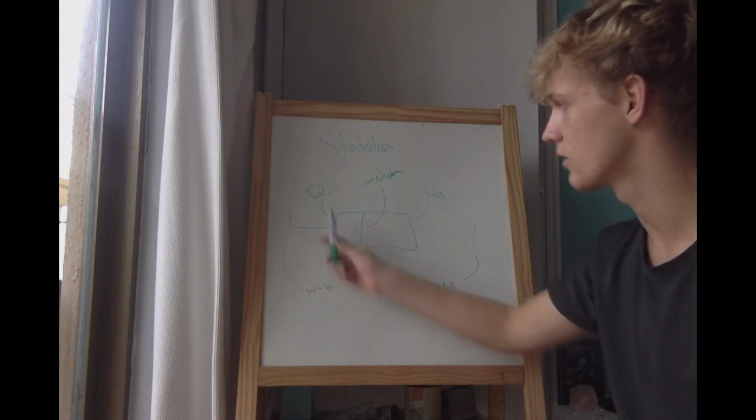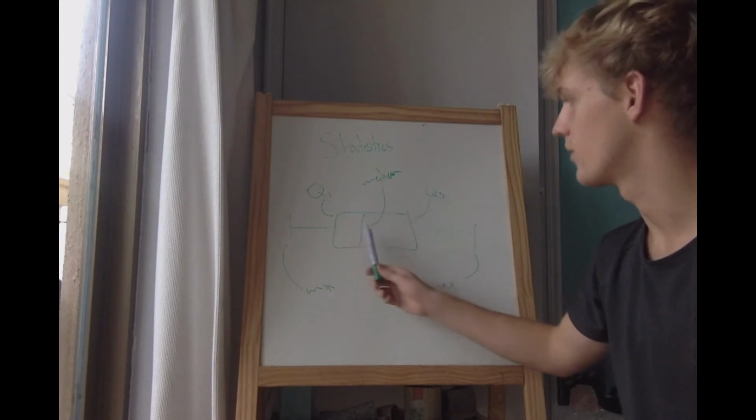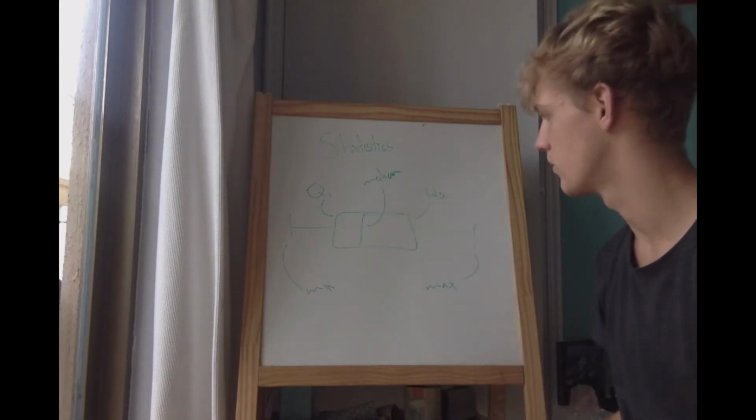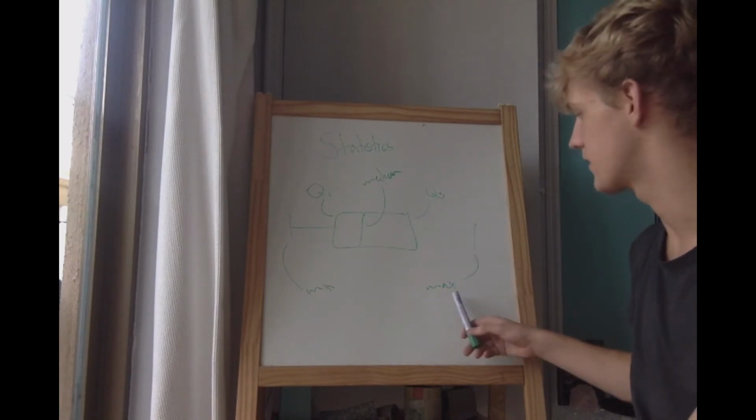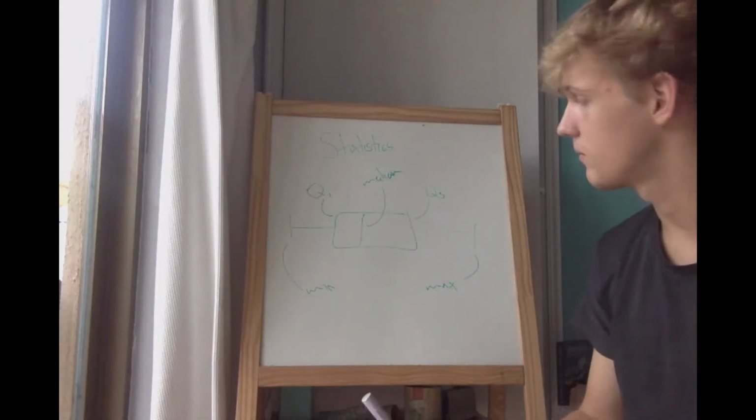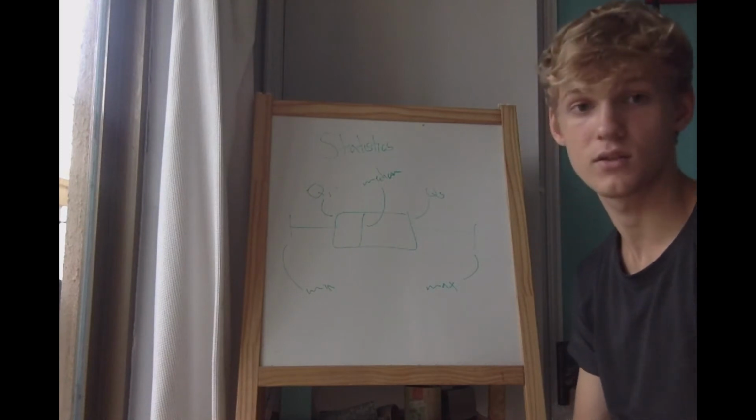So the start of the box is Q1, and then we have the median, which is a vertical line in the middle of the box, or wherever the median is. And then we have Q3 and the maximum. And this is quite a useful diagram because we can find lots of things just from looking at it.